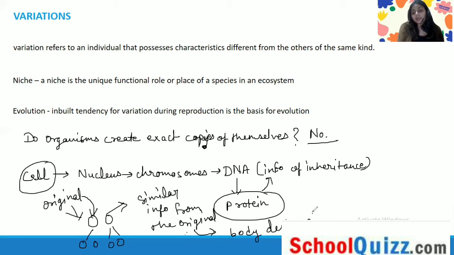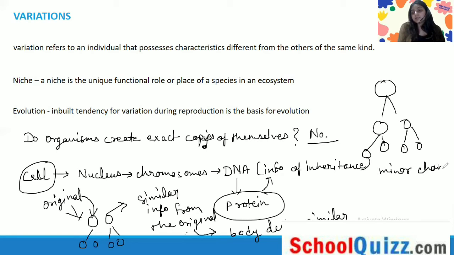but sometimes, when this cell is dividing, the information which is transferred from one cell to another has some minor changes, and these minor changes are called variations. Because of these variations we cannot look exactly like our parents.